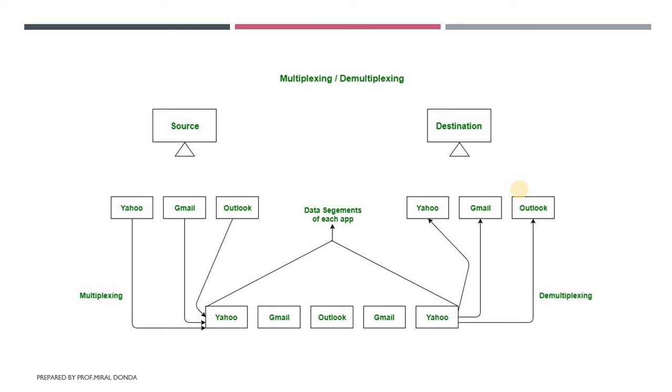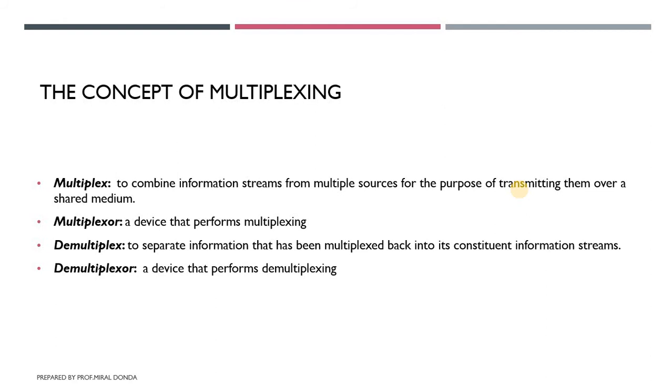Now let's understand it with one simple example. But before that, we need to understand some terms for multiplexing and demultiplexing. The first is multiplex. Multiplex is used to combine the information streams from multiple sources for the purpose of transmitting over a shared medium. So at the sender side, the multiplex is used to combine the information. A multiplexer is a device that performs the multiplexing process. So there is one device at the sender side, called the multiplexer, and its responsibility is to perform the multiplexing.